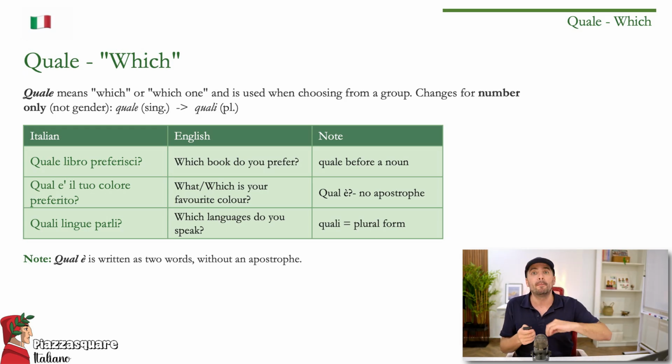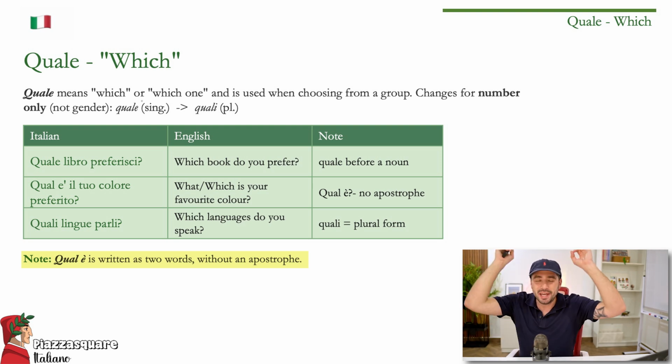Here are some examples. Quale libro preferisci? Which book do you prefer? Qual è il tuo colore preferito? Which is your favorite color? Quali lingue parli? Which languages do you speak? In the first example, quale comes directly before the noun. Quale libro, book, indicating that you are asking someone to pick or identify which book.